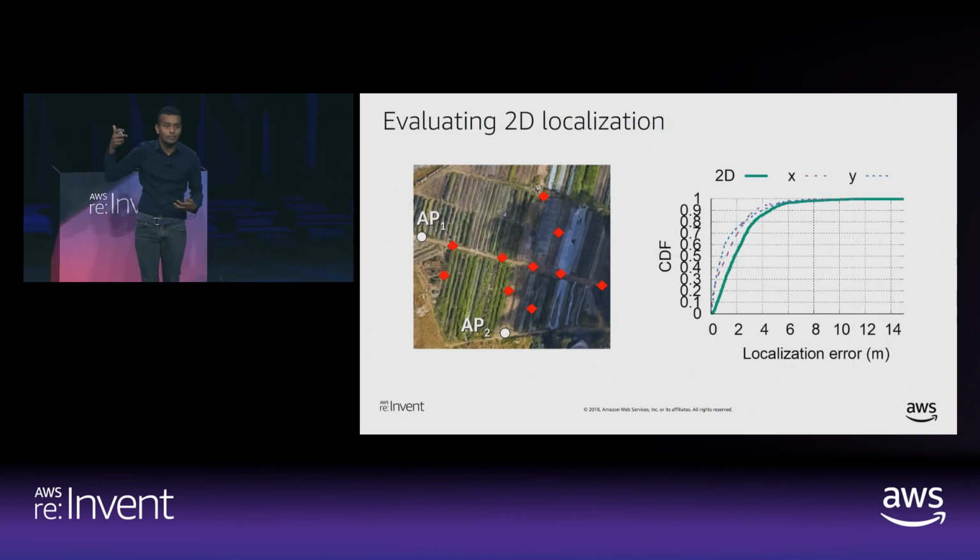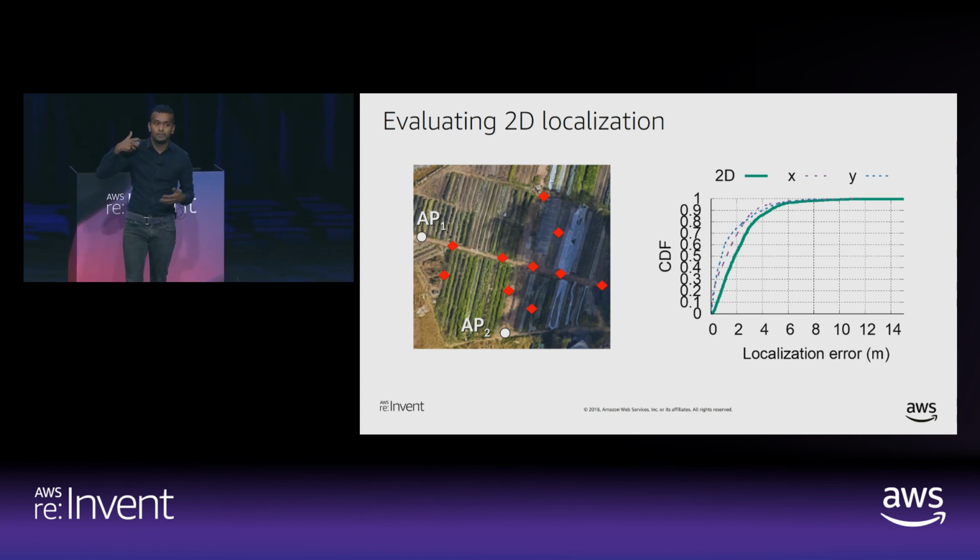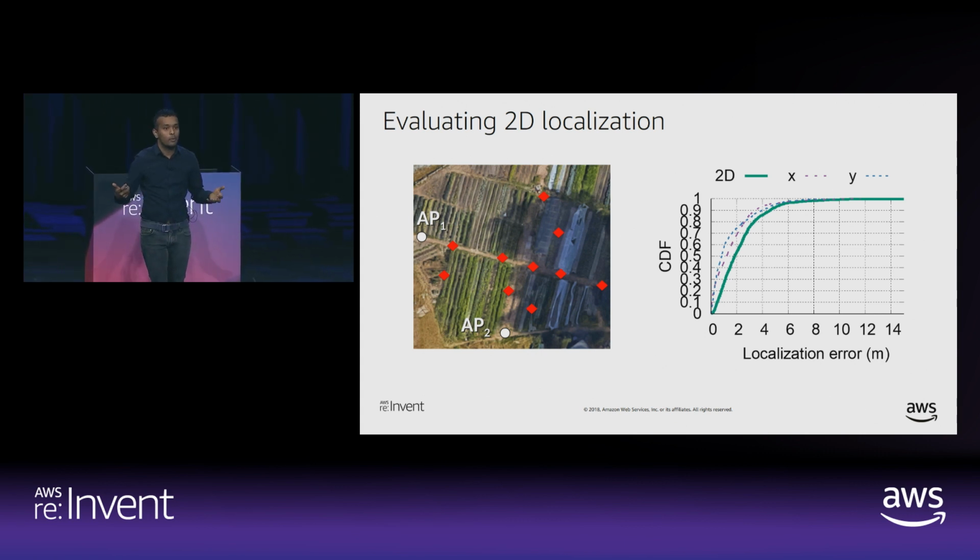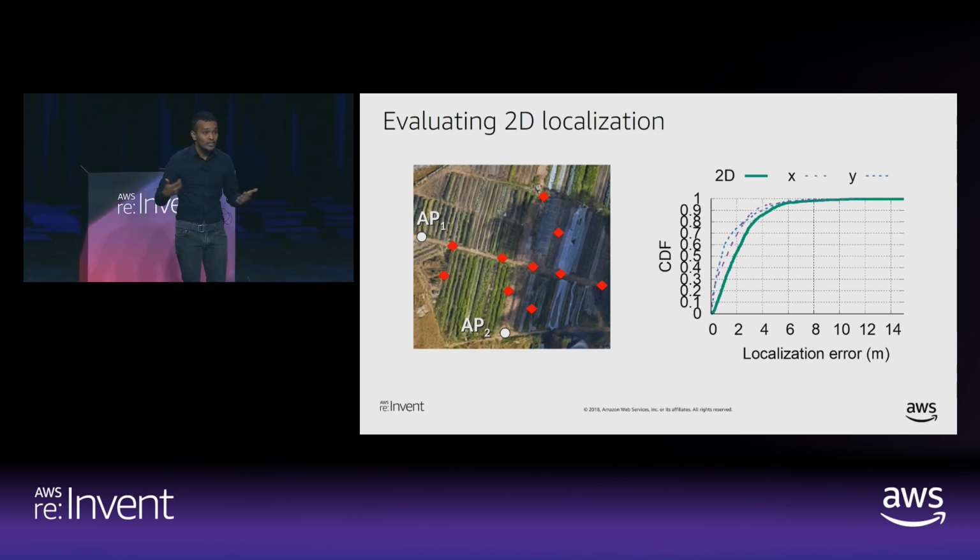This farm is around 100 by 80 meters long. And we put the bee and the platform across different points. And what this plot is showing you is the cumulative distribution function of the 2D location across all these points. And basically what we are getting is a median accuracy of less than 2 meters.